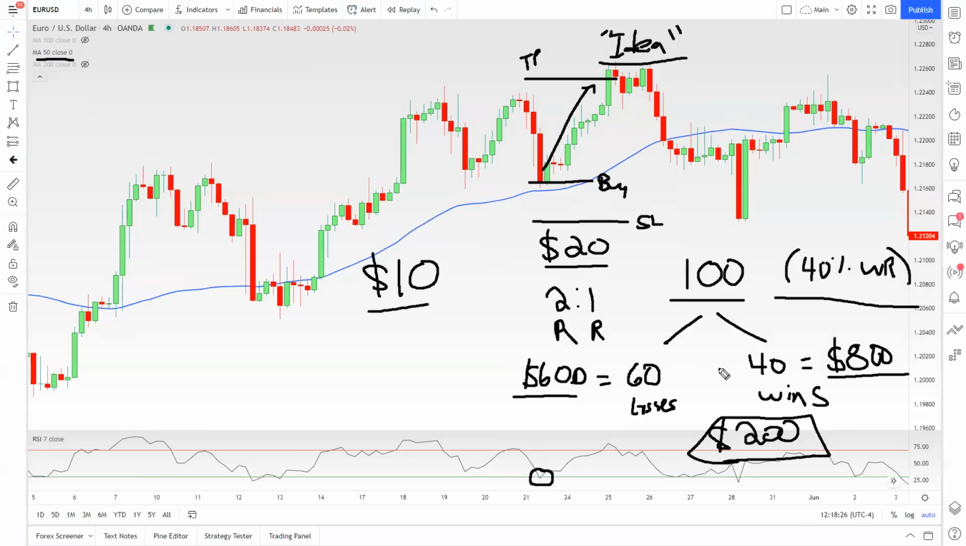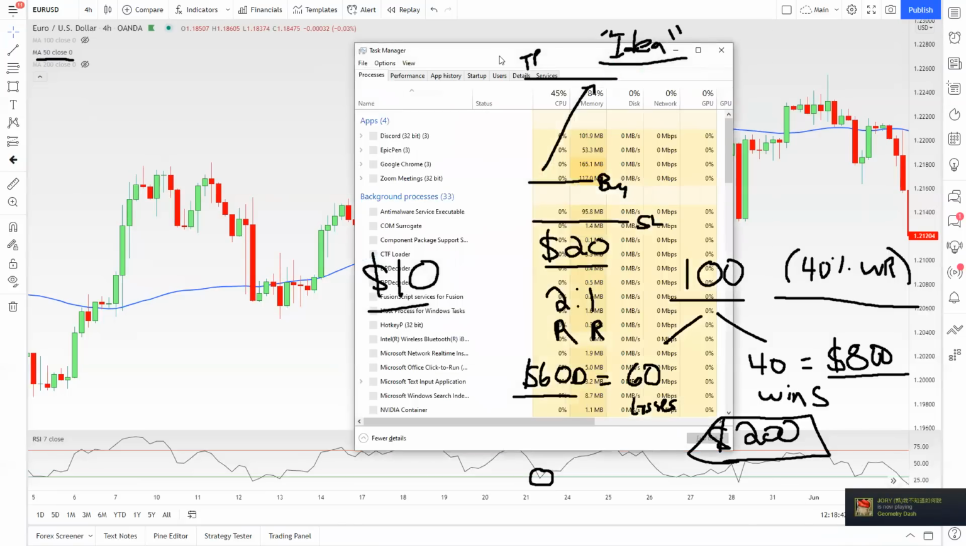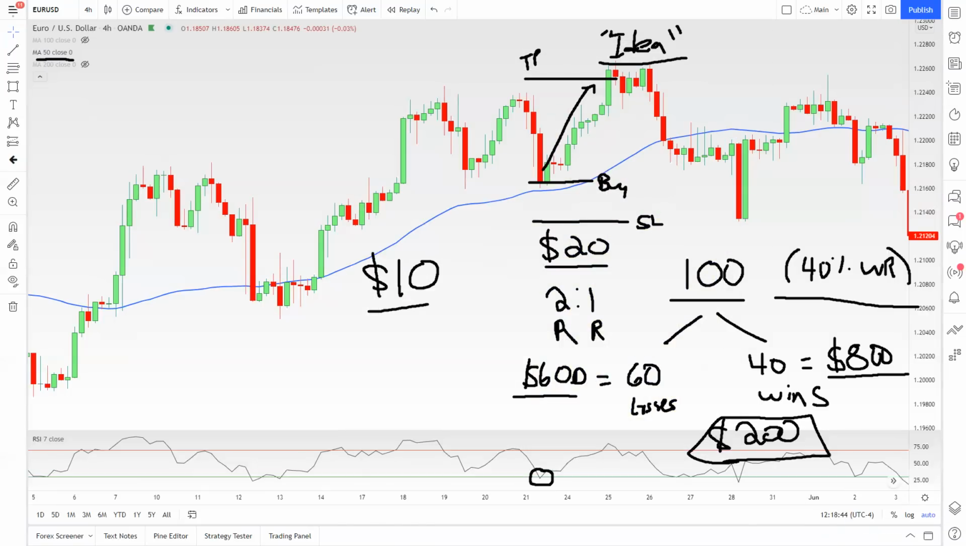Right. So that was a lot. Did that make sense? How did that come across to you so far? Yeah, I mean, the 60-40 definitely made sense, off of the $600 equals the 60 losses. I mean, it's simple. It's simple.